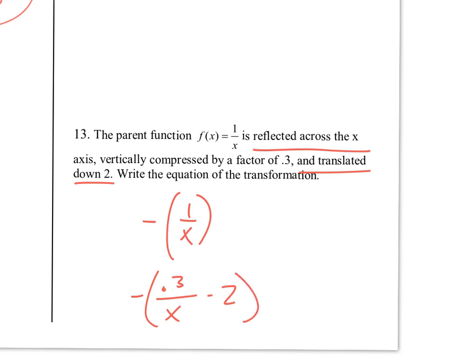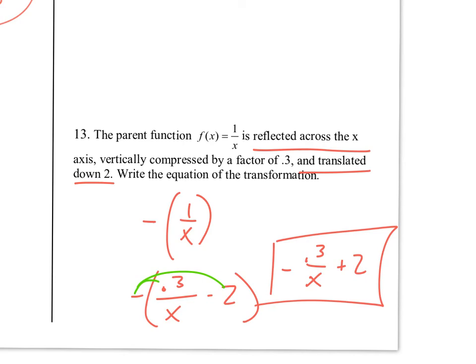But you just got to make sure that that negative gets distributed to each piece. So you can either leave your answer like this, or you can write it as negative 0.3 over x plus 2, because it gets distributed to that 2 as well. So there's my final answer for that one. You can also graph this to double check to see if it makes sense.